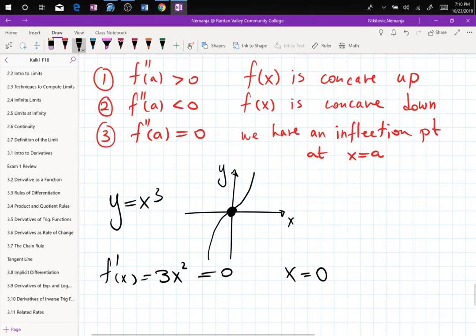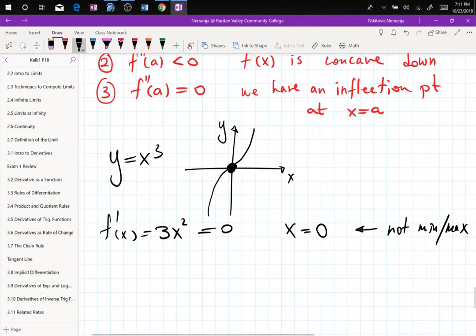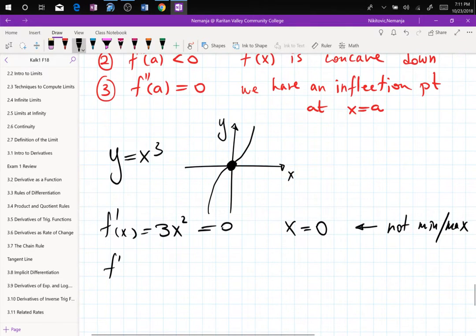What is an inflection point? An inflection point is a point at which concavity changes. So this point over here is not a min or a max. We see that from the picture as well. But if you take the second derivative, which is going to be 6x, and set that equal to 0, you will get x equals 0. And now that's an inflection point.